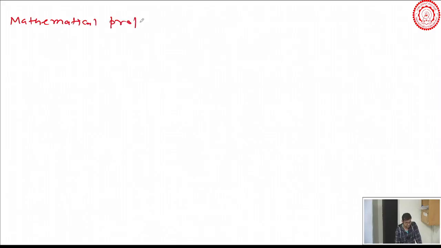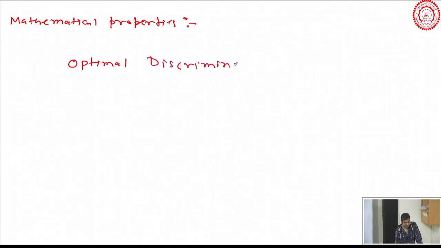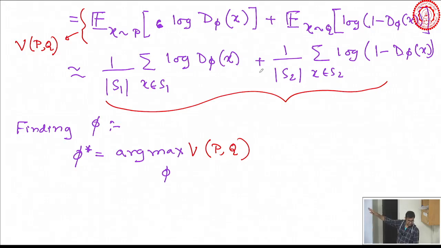I'm still deciding whether I should prove it or just write it, but that's okay. So the first one is the optimal discriminator. Can you tell me what the optimal discriminator is by looking at this expression? Optimal discriminator means if I take the derivative with respect to the discriminator, that should be equal to 0. So what is the optimal discriminator?